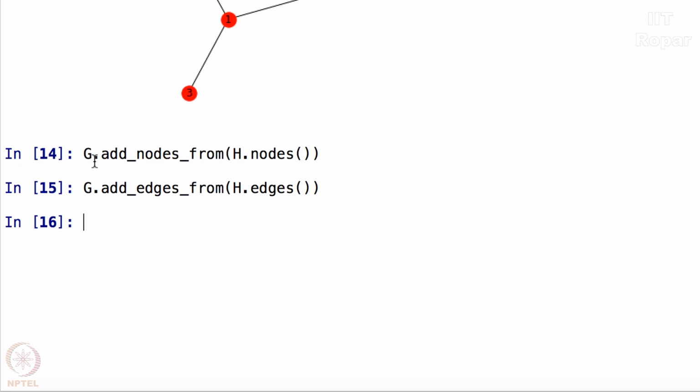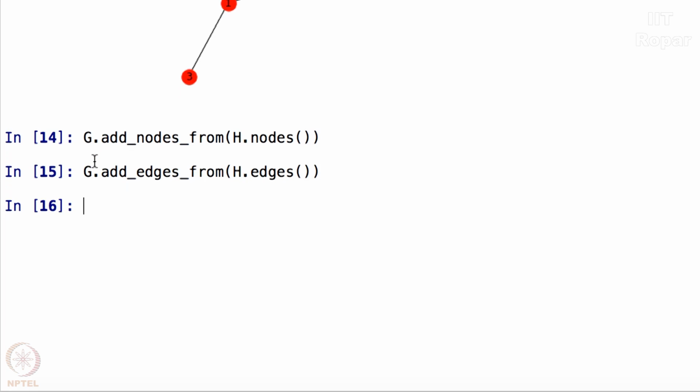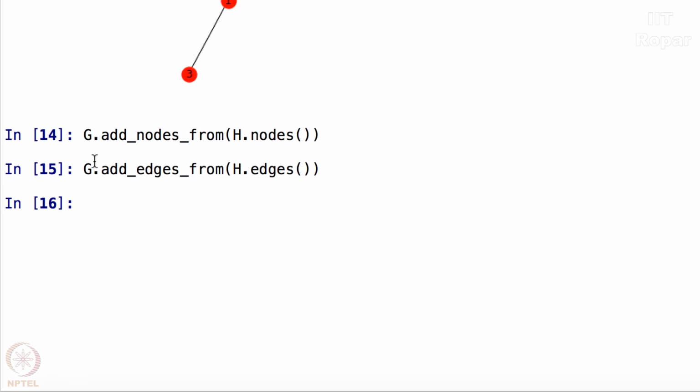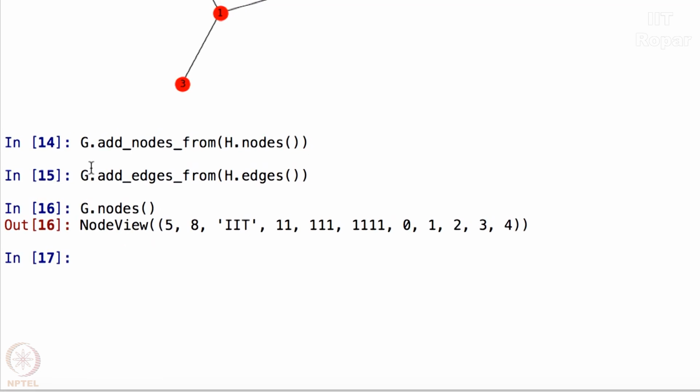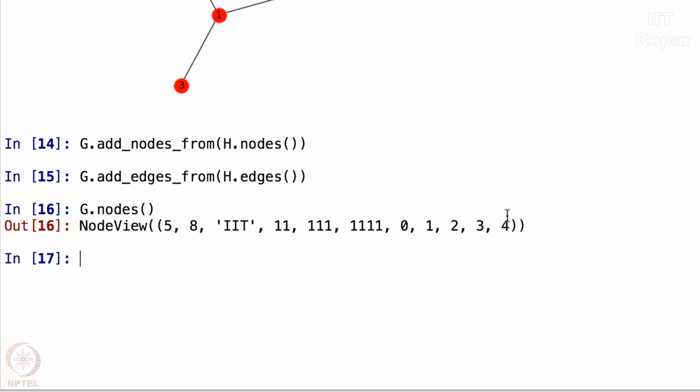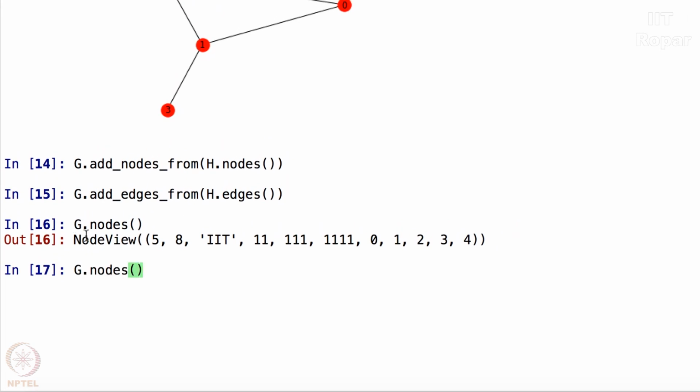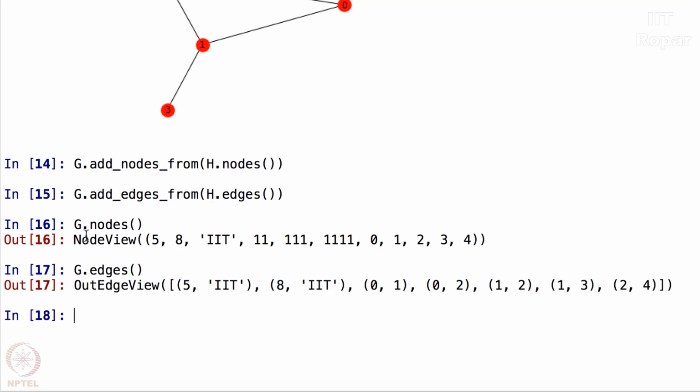Now, what are the nodes and edges in G? It will have all those nodes and edges which were earlier there and which I have added from H now. So some extra nodes and edges would have got added to G. Let us check G.nodes. If I view it, do you see these nodes from the bull graph have got added to G? Let me do it for edges, G.edges. Do you see these edges? 5, IIT, 8, IIT. These were earlier there and now these have got added.